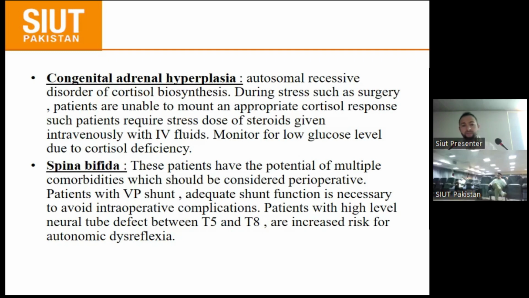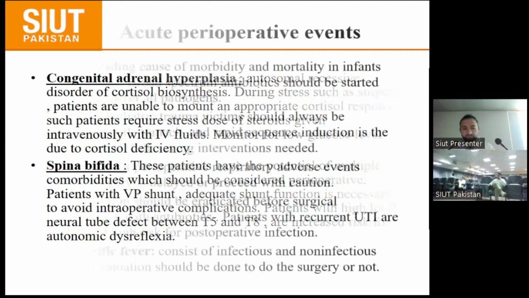Patients who have spina bifida have the potential of multiple comorbidities which should be considered preoperatively. In patients with a VP shunt, adequate shunt function is necessary to avoid intraoperative complications. Patients with a high-level neural tube defect between T5 and T8 are at increased risk of autonomic dysreflexia.